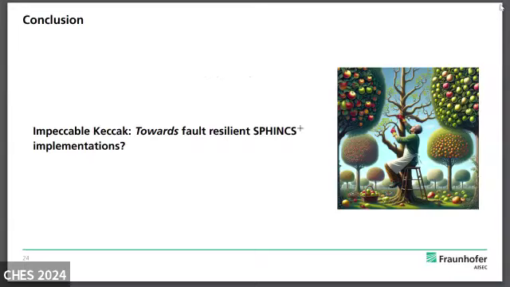So with that, I'm basically already ready to conclude my talk. The question was, what's missing to get towards a fault resilient SPHINCS+ implementation? Well, obviously, I think Keccak is the most critical part there, but you would still have to put it into a complete implementation, so a complete processor, which is also hardened. So you would have to evaluate that.